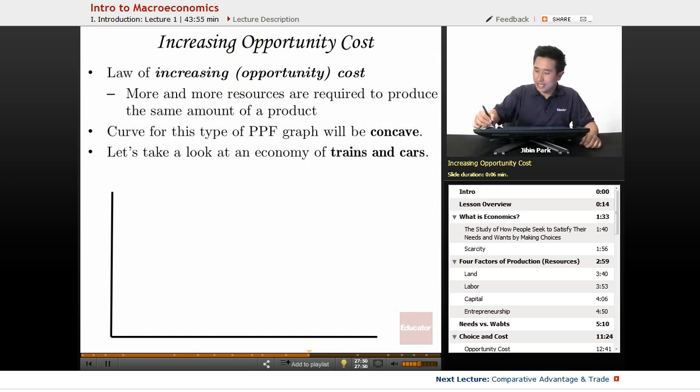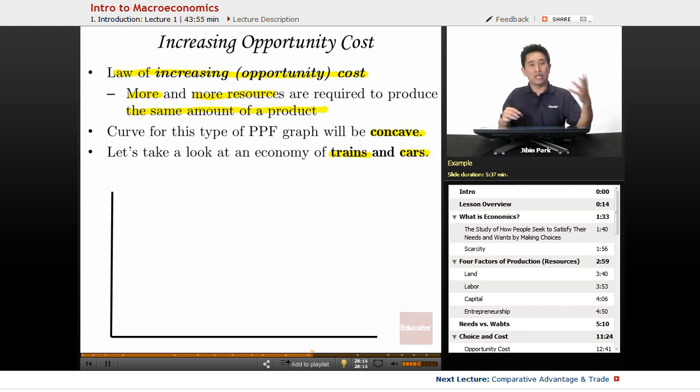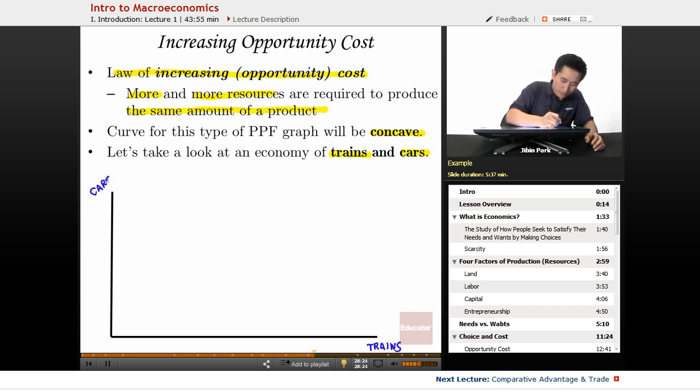So let's take a look at what is increasing opportunity cost here. The law of increasing opportunity cost is the idea that more and more resources are required to produce the same amount of a product. Now, the curve for this type of production possibilities frontier graph is going to be concave. So let's take a look at an economy of trains and cars, for example. Let's say that an individual or an economy is either producing trains or producing cars. So let's have trains right here and cars on the y-axis here.